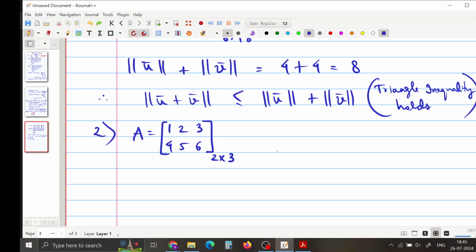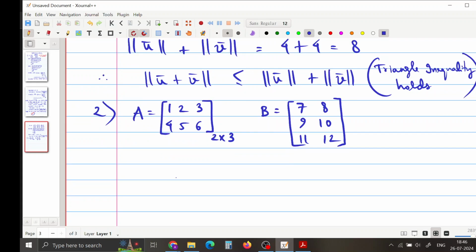And the second matrix is the matrix B, which is given by 7, 8, 9, 10 and 11, 12. So can someone quickly tell me the size of this matrix B? How many rows are there, how many columns are there? Three cross two. 3 cross 2, exactly, thank you.